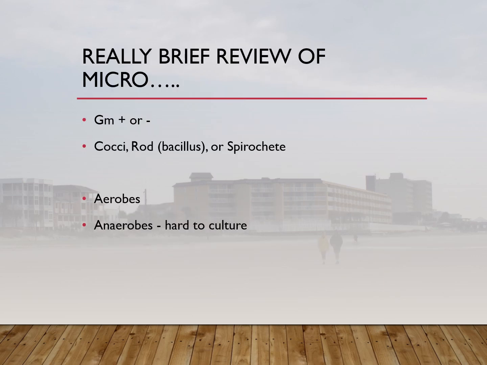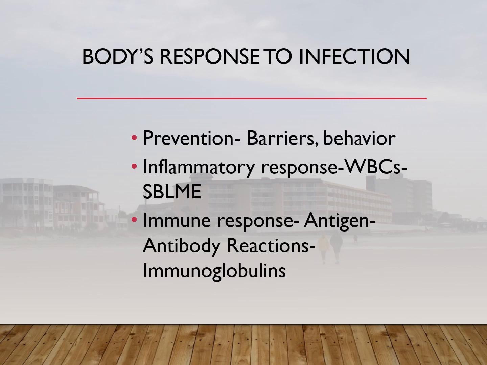So as we say, this is really kind of a brief review of microbiology. Things are either gram-positive or negative, cocci, rods, and spirochetes. So what does the body do when infection happens? Well, the first thing that the body does is it tries to maintain intact skin. It tries to avoid being exposed to infection. But once the bacteria or other infective agent has entered the body, we create an inflammatory response.